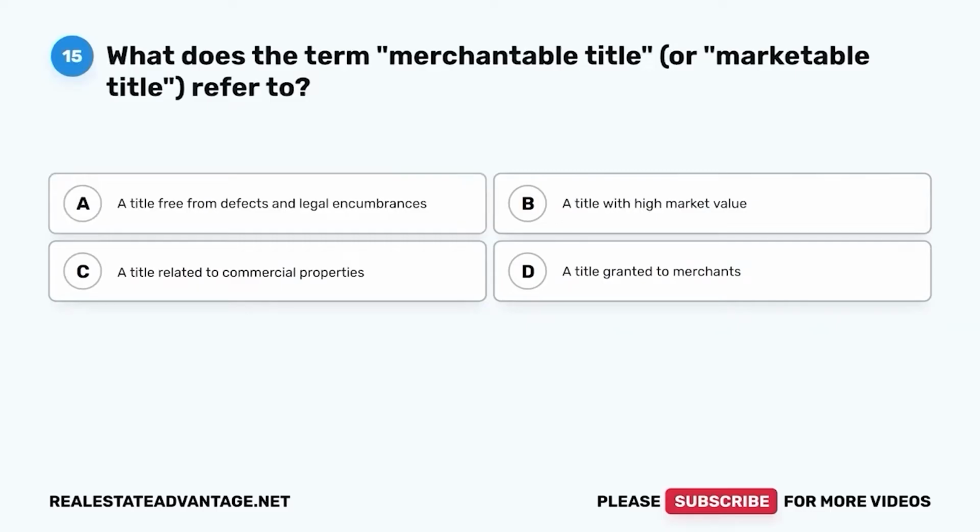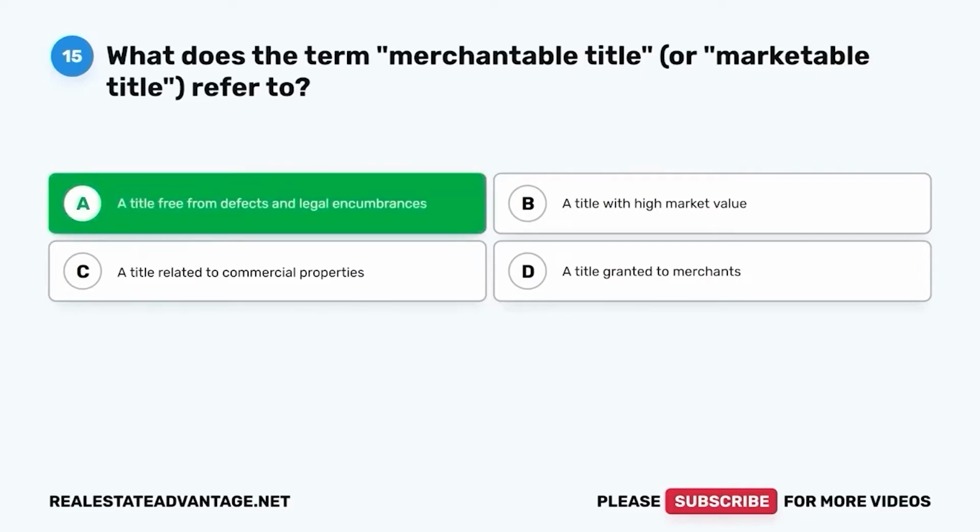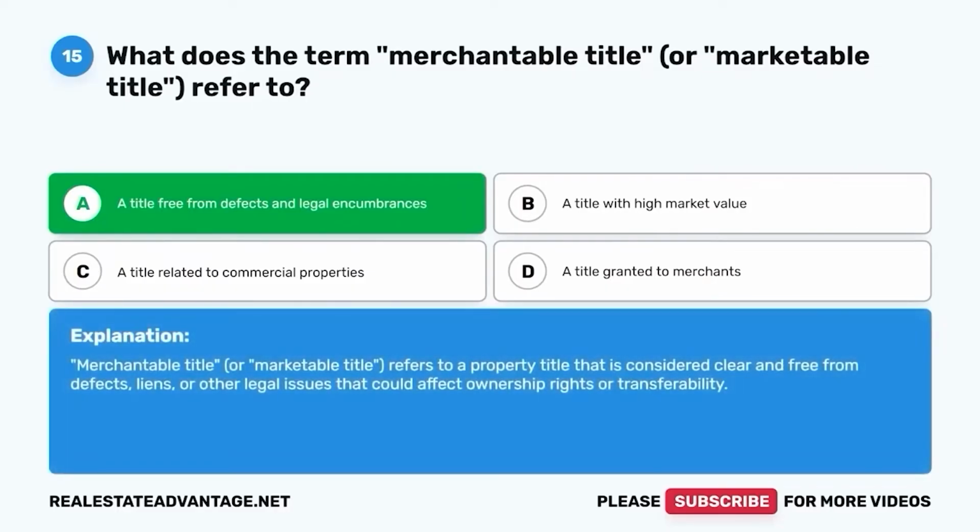Question 15. What does the term merchantable title or marketable title refer to? A. A title free from defects and legal encumbrances. B. A title with high market value. C. A title related to commercial properties. D. A title granted to merchants. The correct answer is A. A title free from defects and legal encumbrances. Merchantable title, or marketable title, refers to a property title that is considered clear and free from defects, liens, or other legal issues that could affect ownership rights or transferability.